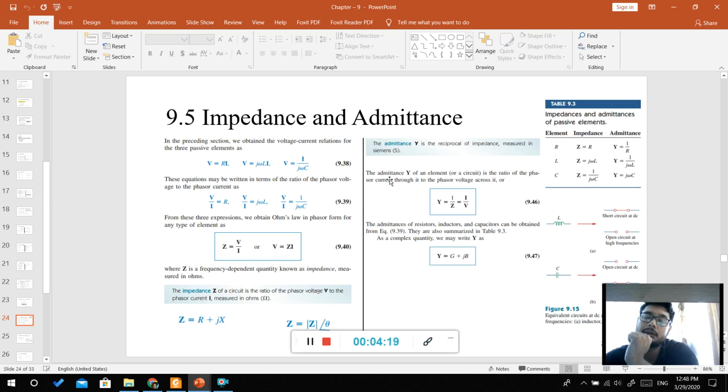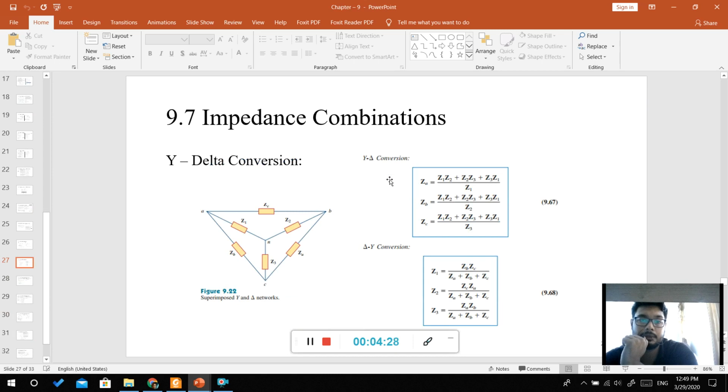Impedance is the direct opposition to current in an AC circuit, and admittance is the reciprocal of impedance. Impedance combinations. Bacha Alamkir bhai asked me about how these equations came. There is a derivation in chapter 2 of your reference book in article 2.3. There is a derivation for Wheatstone bridge, and the same derivation goes for these combinations, because impedance and resistance act in the same manner.